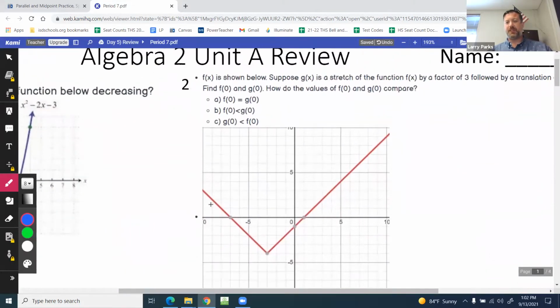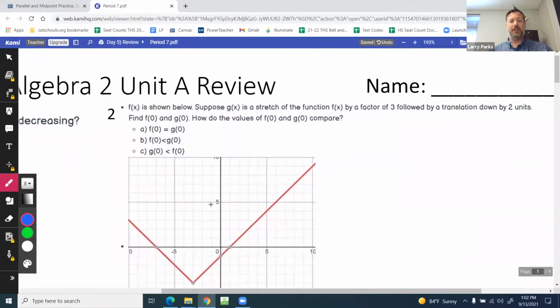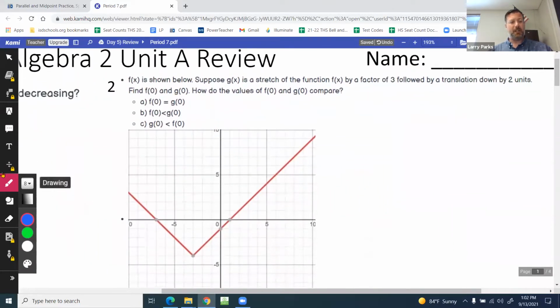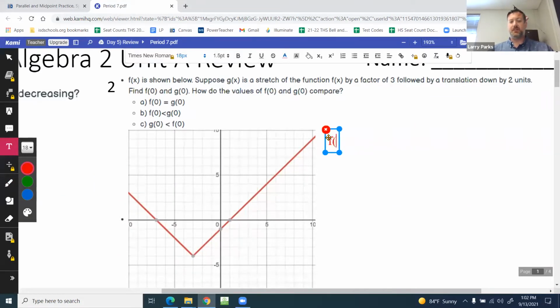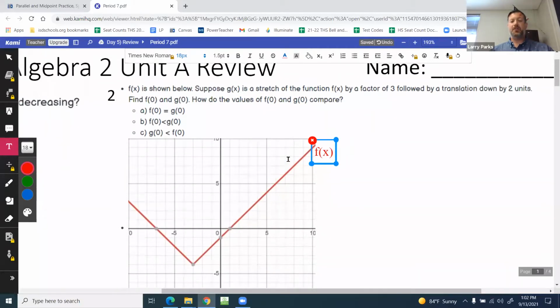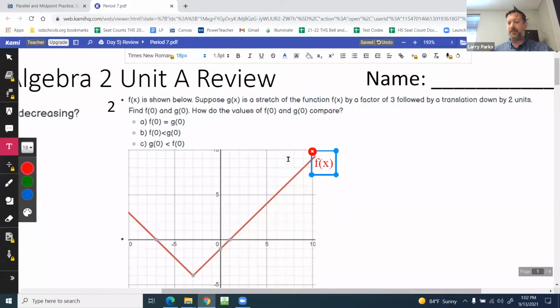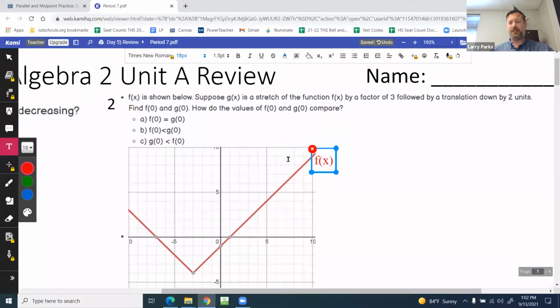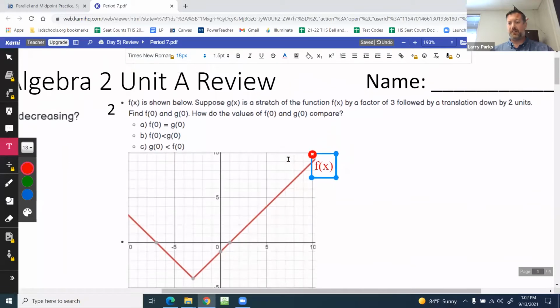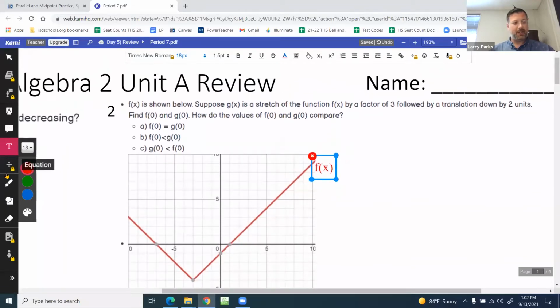This was actually on the starter, but I want to make sure we go over it. It says f of x is shown below. So if it were me, I would probably put f of x, just so I don't forget that this is f of x. And then suppose g of x is a stretch by a factor of 3, followed by a translation down by 2 units. Okay, so translation down by 2 units.